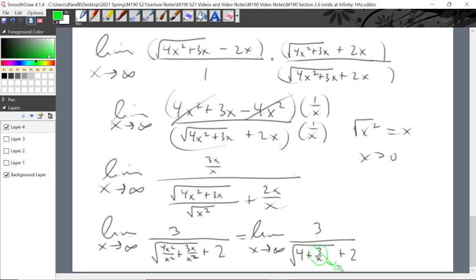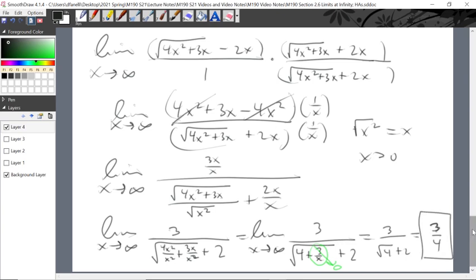This goes to 0, and the limit of the other terms, well, those are all constant. So this limit is equal to 3 over the square root of 4 plus 2. So 3 over 2 plus 2, which is equal to 3/4.